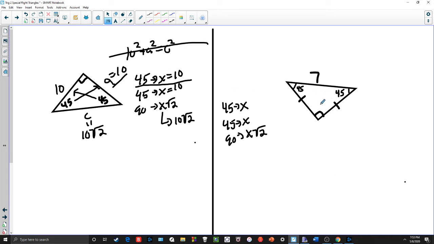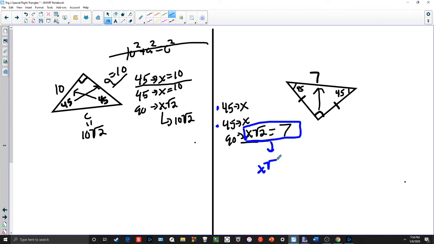Now in this case, I know that the 7, rather, is across the right angle. So that means that this right here is equal to 7. So if you think about this as an equation, I know that x root 2 is equal to 7. Now, if I want to find out what these two are, well, these are both just x. So 7 is equal to x root 2. I want to know just what x is. So I'm going to just solve this equation.